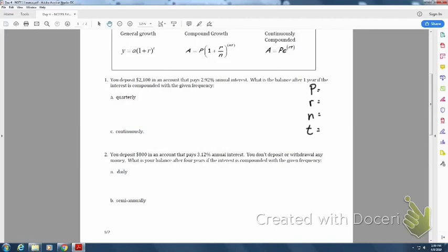Okay? So going through here, it says you deposit $2,100 into an account that pays 2.92% annual interest. So that initial deposit, that is my P value. 2.92% as a decimal would be what? Okay, but what number am I going to put in there? 0.0292.